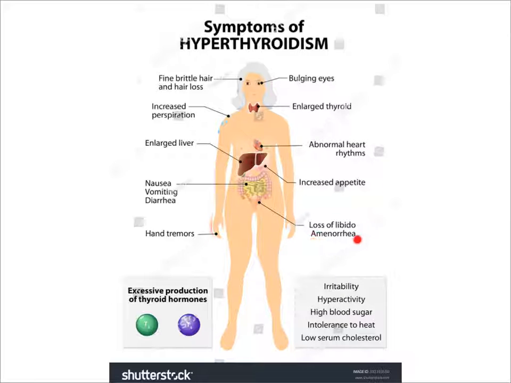So, loss of libido, depending upon the person, often tremors, hand tremors, an excess of nervous energy, jitteriness, hyperactivity, hyperreflexivity, where your reflexes will be jerky and poorly controlled, irritability, high blood sugar. So high thyroid hormone is going to cause your liver to release a lot of sugar to feed that enhanced metabolism.